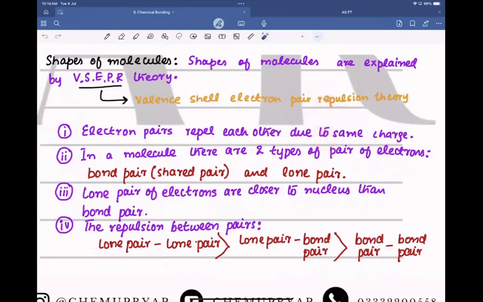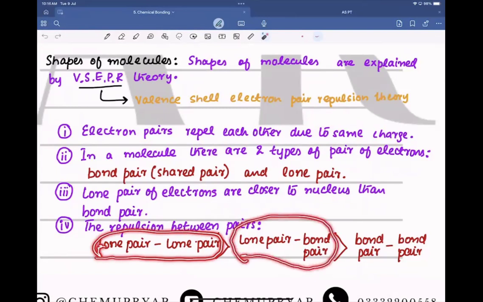Okay. So now, if the lone pairs are very close to the nucleus, when we compare the repulsion between these pairs, we can conclude that if there is more than one lone pair, the two lone pairs repel each other the most, because they are very close, right? The repulsion between a lone pair and a bond pair is moderate, and the repulsion between bond pairs is least.